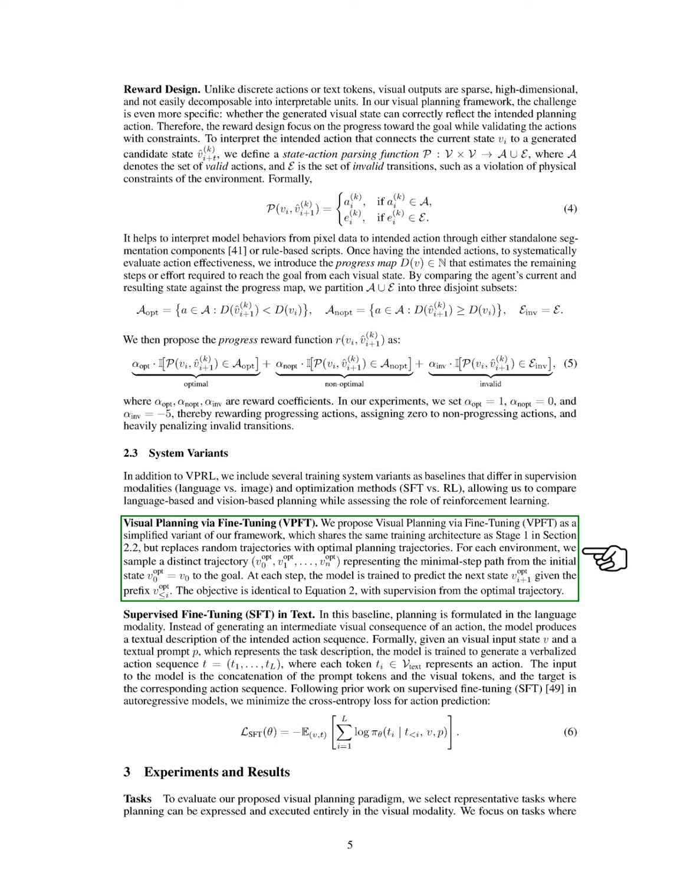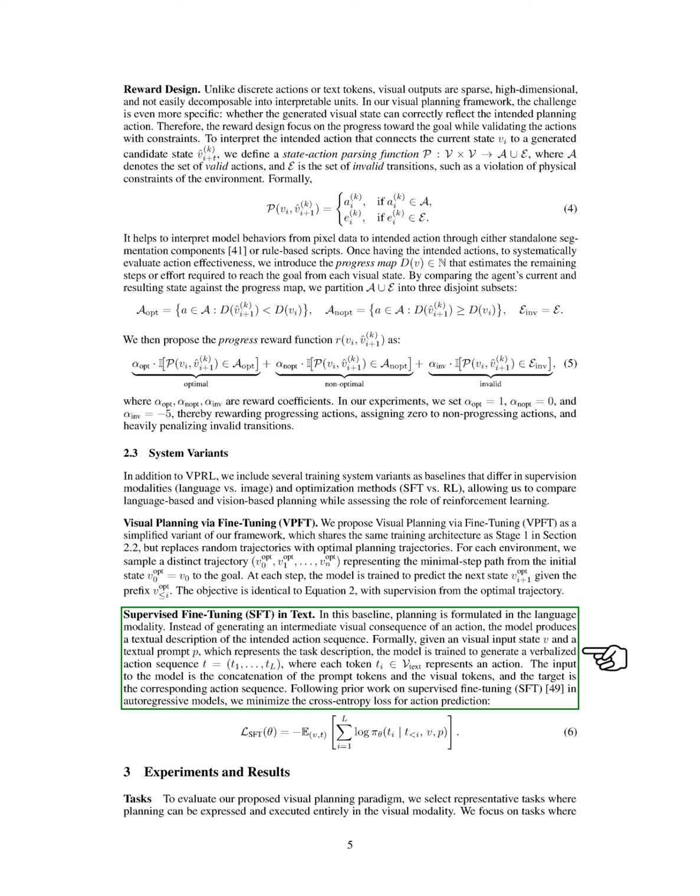We introduce visual planning via fine-tuning, VPFT, as a simpler version of our framework. It uses the same training setup as Stage 1 but replaces random paths with optimal planning paths. For each environment, we select a specific trajectory that represents the shortest route from the starting point to the goal. The model learns to predict the next state based on the previous states, with the goal being the same as in our earlier equations, guided by the optimal trajectory.